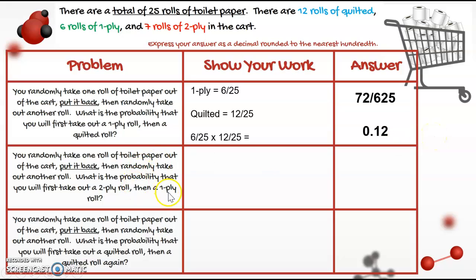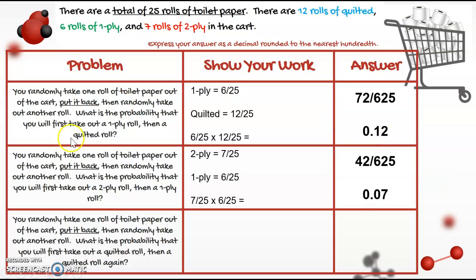Okay, so now we randomly take out another roll of toilet paper. We're going to put it back, and then we take out a second one. The order we have that in is we're going to take out a 2-ply and then a 1-ply. Because I put it back, my number on the bottom is going to stay the same. My 2-ply is 7 out of 25. 1-ply is 6 out of 25. I'm going to multiply those together, which is going to give me 42 out of 625. I'm going to divide 42 by 625, which is going to give me 0.07.